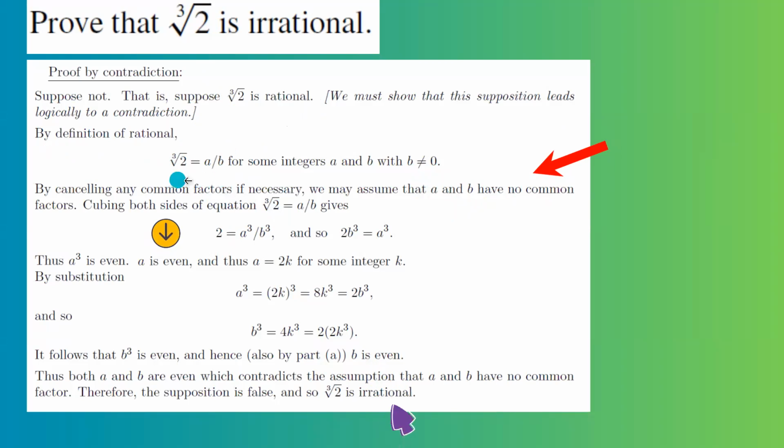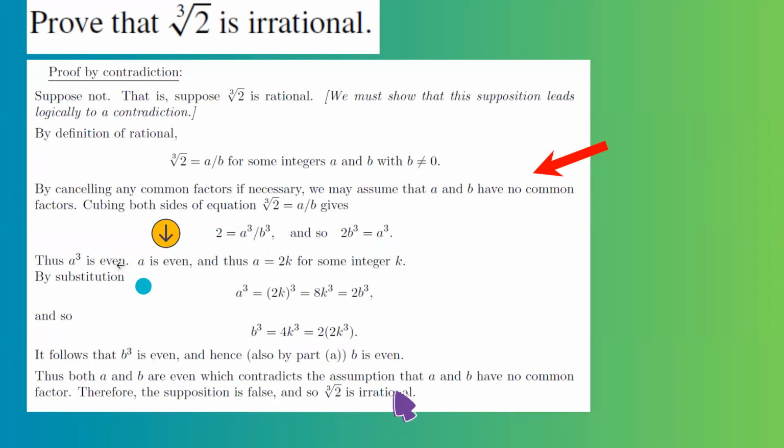Well, let's do a little bit of algebra. Raise both sides to the third power. You get 2 equals a cubed divided by b cubed. Do the cross multiplication: a cubed becomes 2b cubed. So it means that a cubed is equal to 2 times an integer. So it means that a cubed is even. Since a cubed is even, a is even.